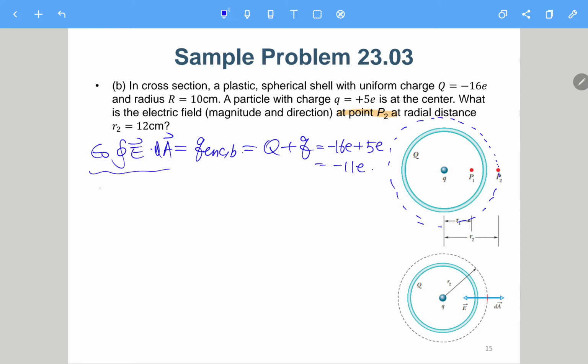So for this side, we can do the similar things. So it's just like E times 4 pi R2 square. So this is R2. So equals to minus 11e. Or here maybe you can just keep it like capital Q plus small q, and then you can get the closed form like E equals to 1 over 4 pi epsilon naught, over R2 square, times Q plus q.